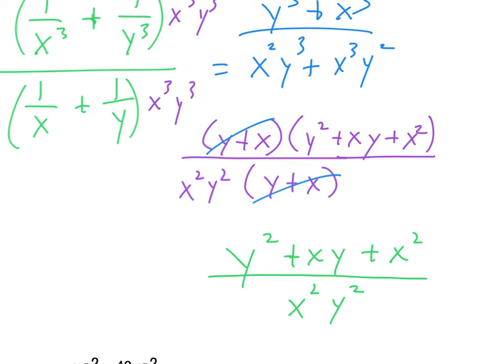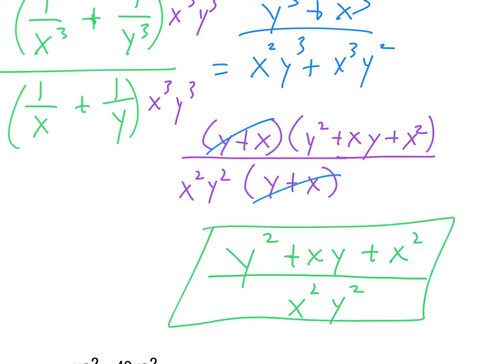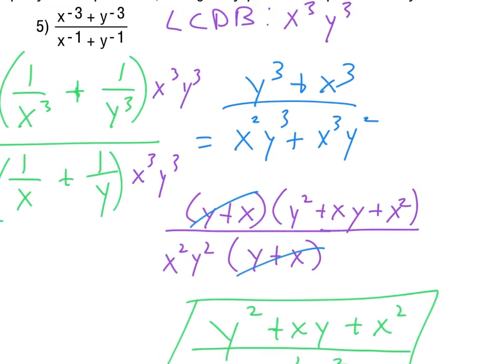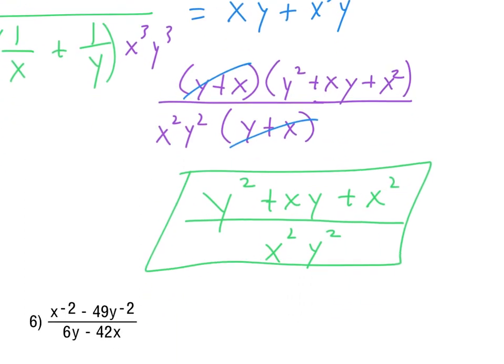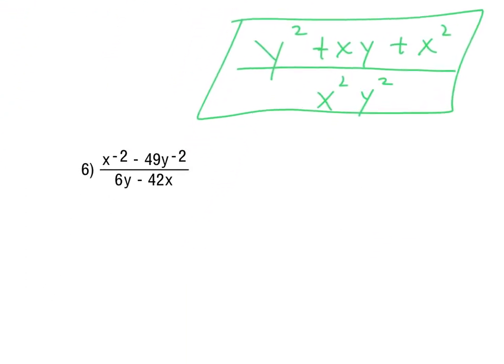And so that's what we actually end up with. So a little tricky there. They snuck in a sum of cubes. And it was important that we factored that because that way we saw that those y plus x's canceled out. If we had left it like this, then we're in trouble because we missed a common factor that we could cancel. So be careful with that.